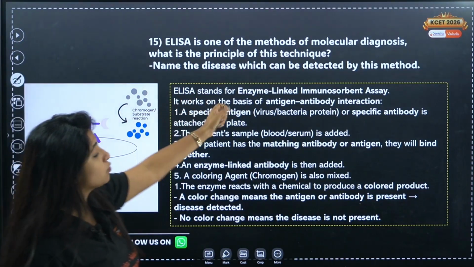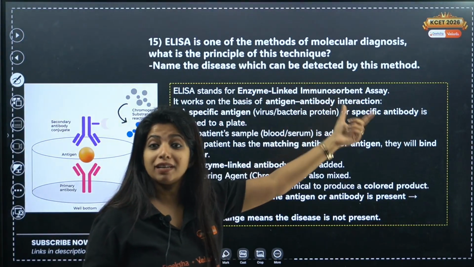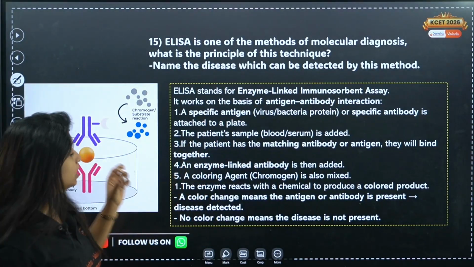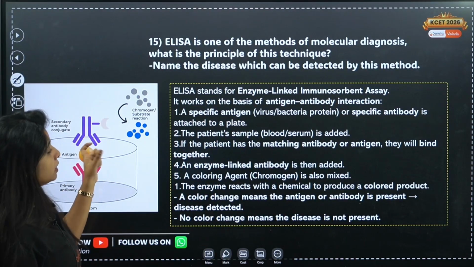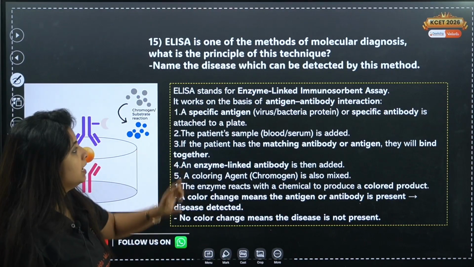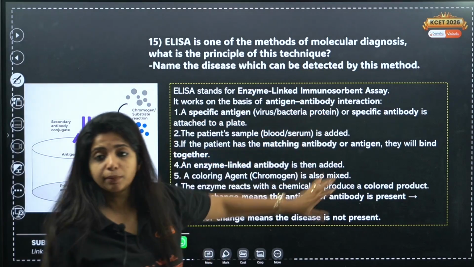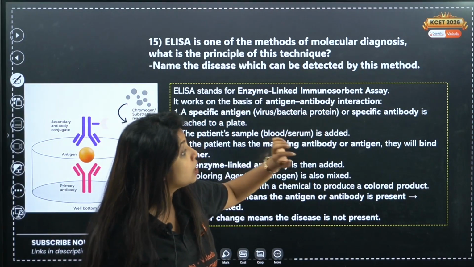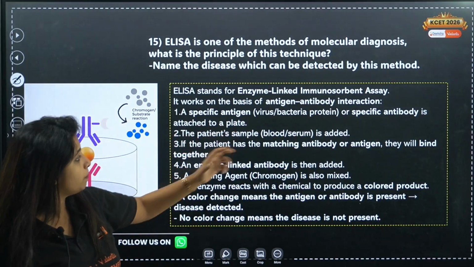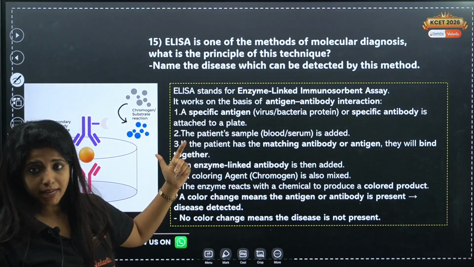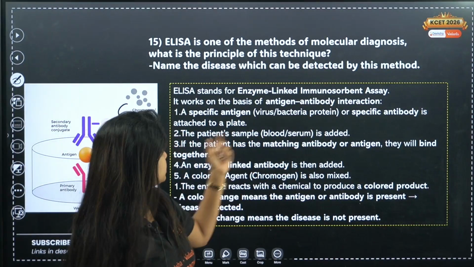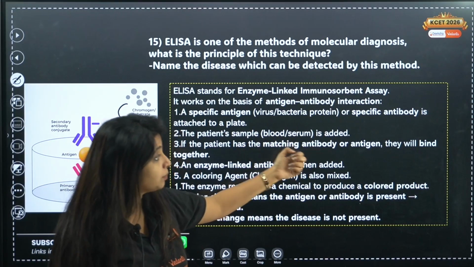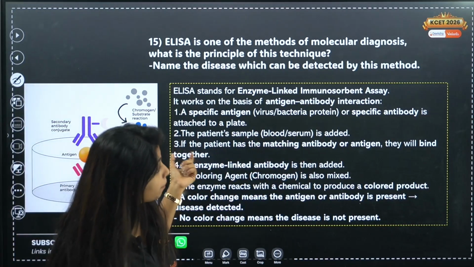So ELISA stands for enzyme-linked immunosorbent assay. Enzyme-linked, because I hope you got to know, it is linked to an enzyme. It works on the basis of antigen-antibody interaction. A specific antigen, probably a virus, bacteria, protein, or a specific antibody, is attached to a plate. It can be either of them, as I told. If the patient sample is added, and the patient has the matching antibody or antigen, they will bind together.